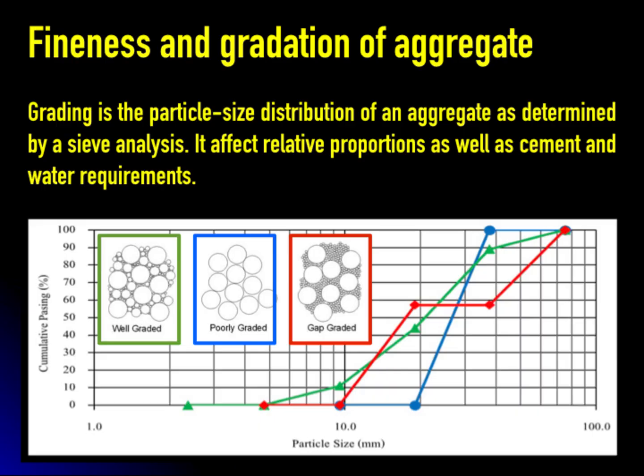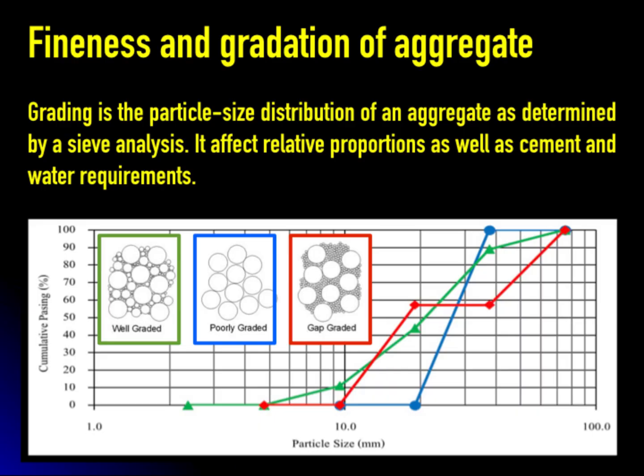The picture shows the grading graph of the coarse aggregate. The X direction is the size of the aggregate in log scale, and the Y direction is the percentage by weight of the aggregate passing each sieve size. From this graph, the green line represents the well graded aggregate, which is characterized by the S-shape in the gradation curve. This line contains various sizes of the aggregate, from the finest to the coarsest.